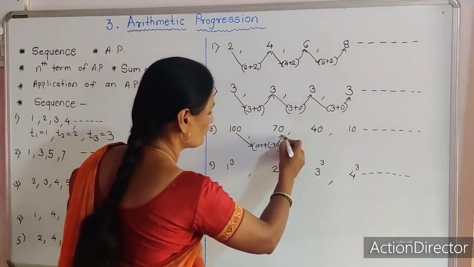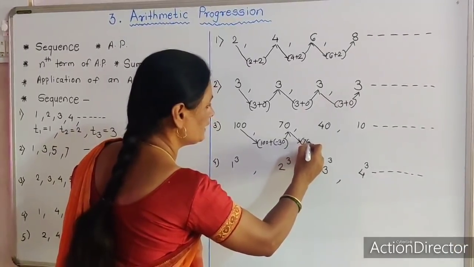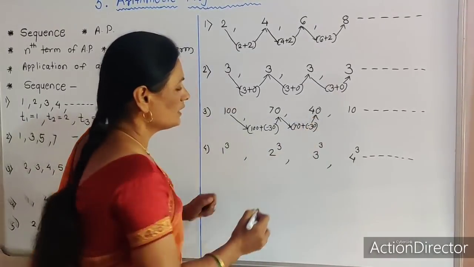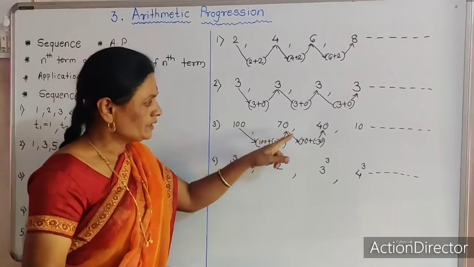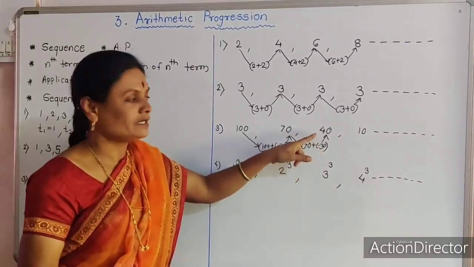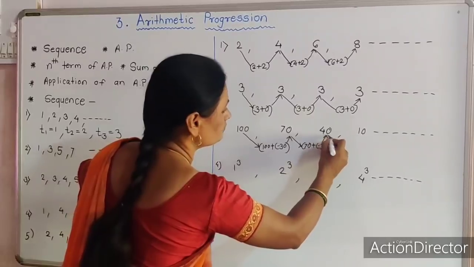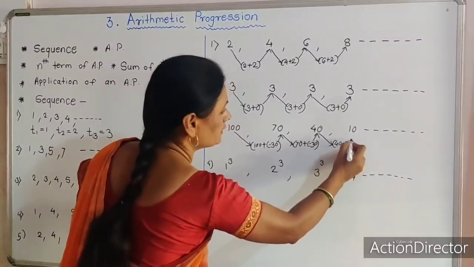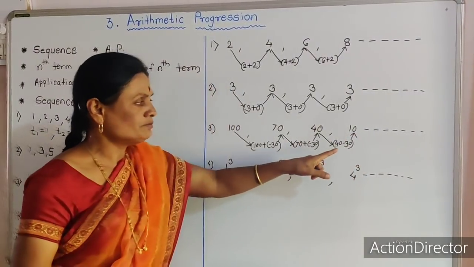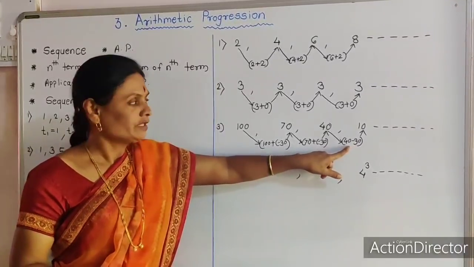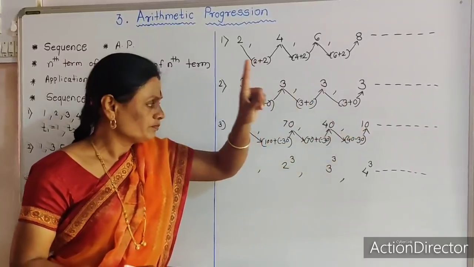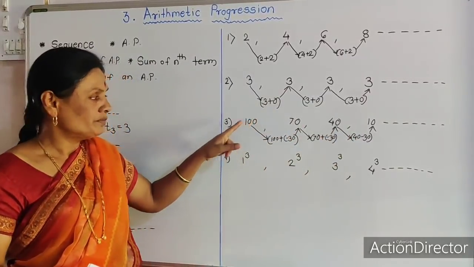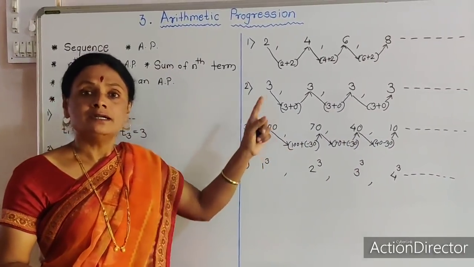Here also, 70 plus minus 30 we get 40. That is, from 70 we subtract 30, we get 40. Here 40 minus 30 we get 10. That is, minus 30 is added, then we get 10. It means that a constant number is added to the previous number, then we get the next term.